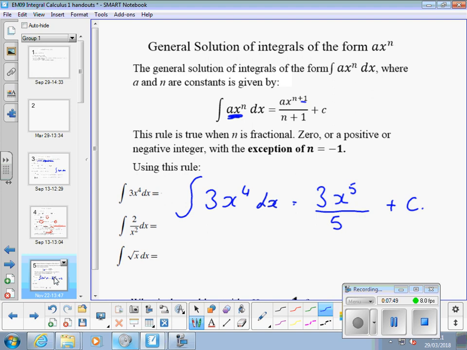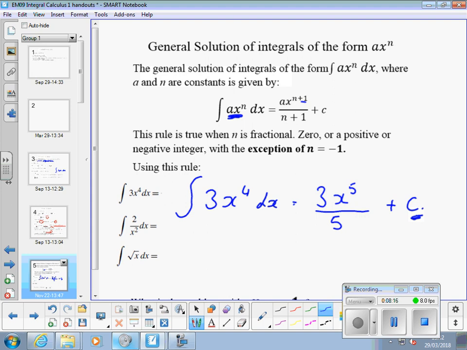No, you can't calculate anything because you don't know what that constant is. That's the answer, Kieran. The answer to the integral of 3x to the power 4 dx is 3x to the 5 over 5 plus an arbitrary constant C.